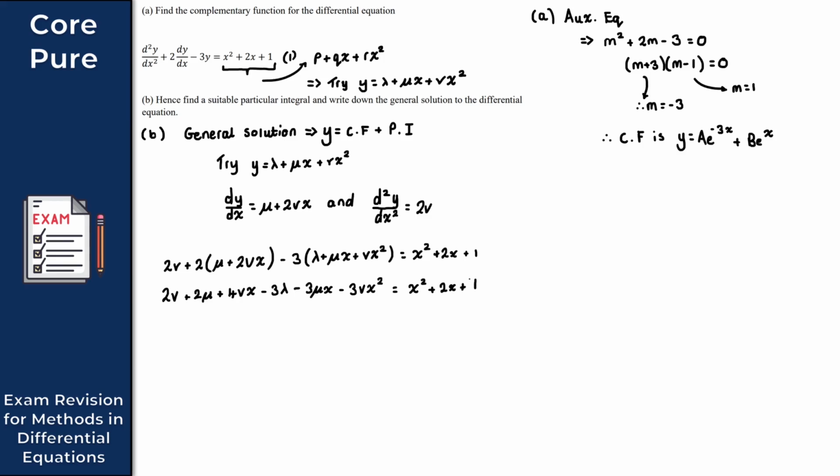Okay. So at this point, all we now need to do is compare coefficients. So let's begin by comparing coefficients of x squared. So I just make a note here: comparing x squared, what I mean is the coefficients of x squared. So in that case, comparing coefficients of x squared, I get minus 3 nu.